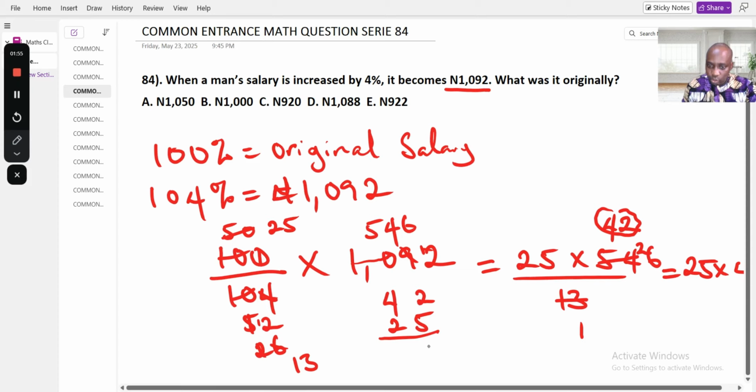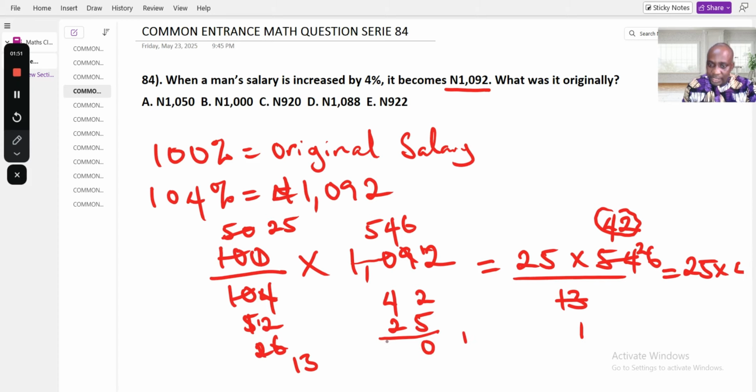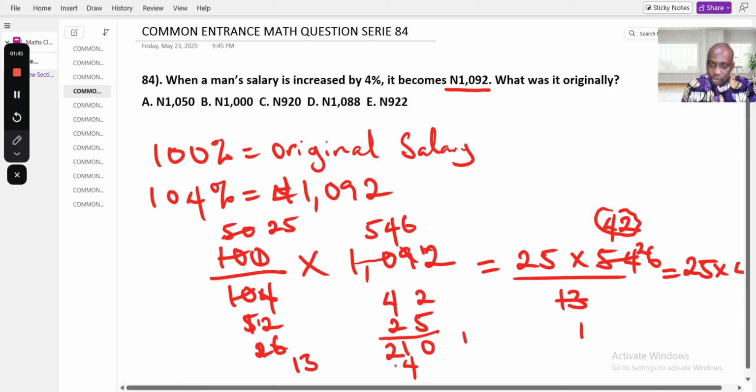5 times 2 is going to give us 10, remainder 1. 5 times 4 is 20, plus 1 is 21. 2 times 2 is 4. 2 times 4 is 8. Let's add it together. It's 0 here. 1 plus 4 is 5. 2 plus 8 is 10. Our final answer is going to be 1050. This is our final answer.